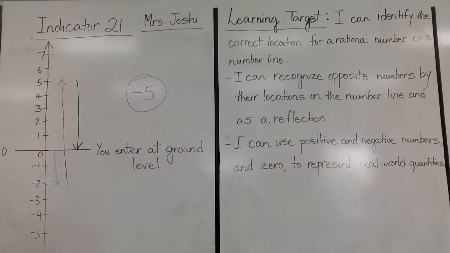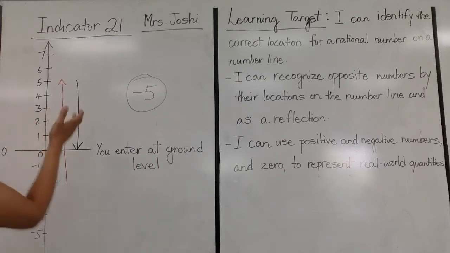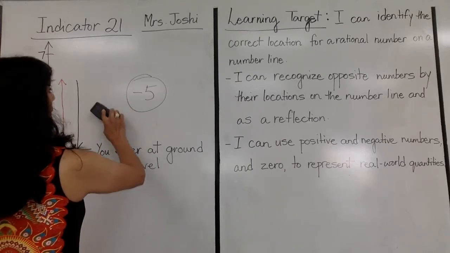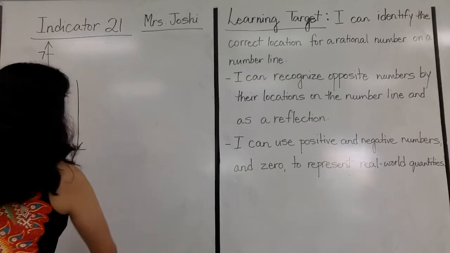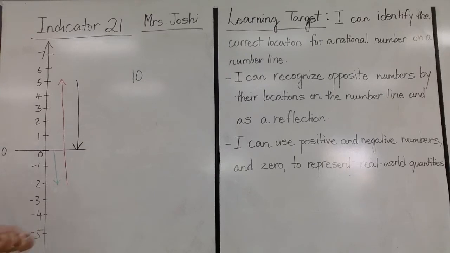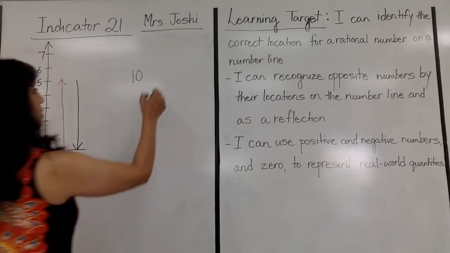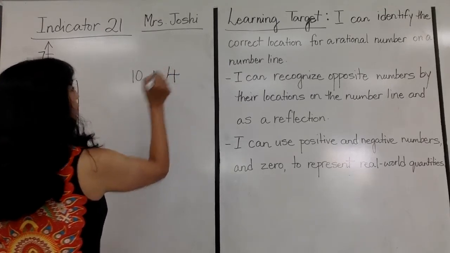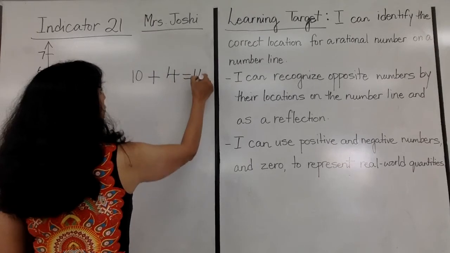Let's do one last one. You start a game with 10 points. I'm just going to show you, you could definitely use a number line, but I am just going to go ahead. You start with 10 points, so that's positive. You gain 4 points. Gain means plus. So when you gain 4 points, it is plus 4. So this becomes 14.